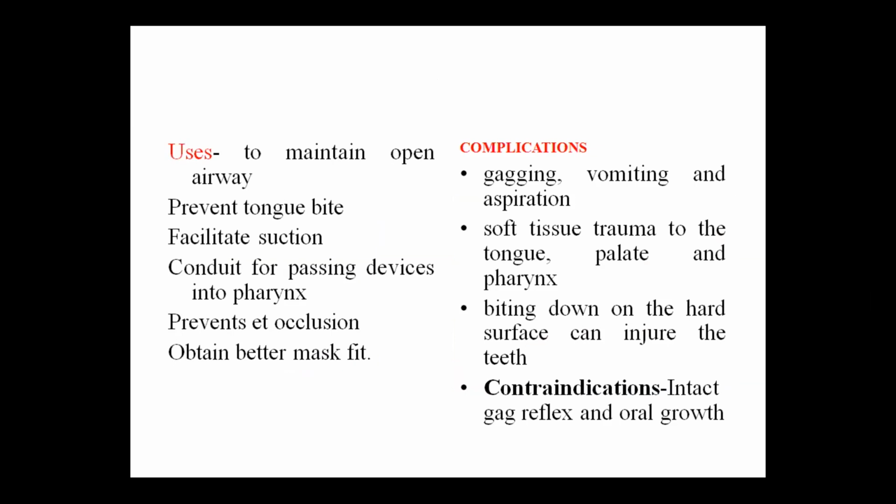Again, what are the uses of the oropharyngeal airway? As I told you, to maintain the open airway, to prevent tongue bite, to facilitate suction, and as a conduit for passing devices into the pharynx. The point to remember here is that you should not use the oral Guedel's airway in patients who are very conscious because of the risk of gagging, vomiting, and aspiration, and hence soft tissue trauma to the tongue, palate, and pharynx also occurs. So the contraindications are an intact gag reflex and oral growth.